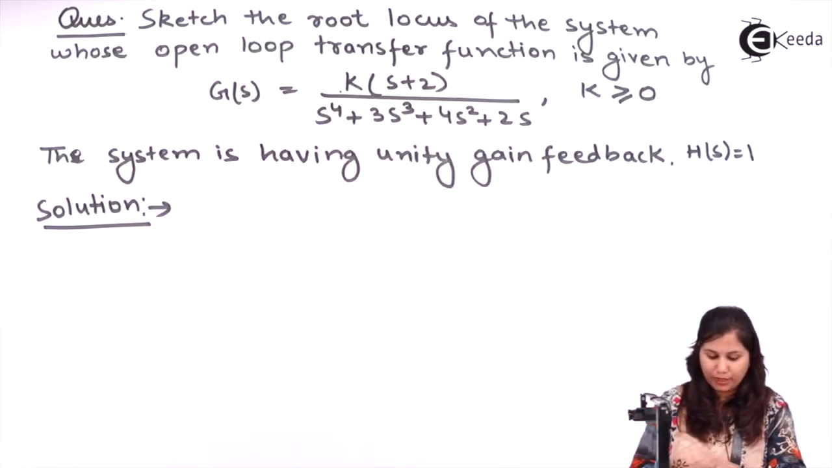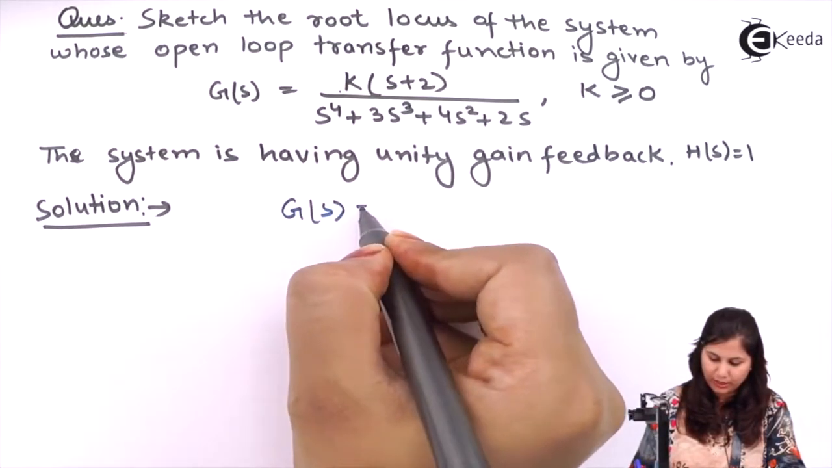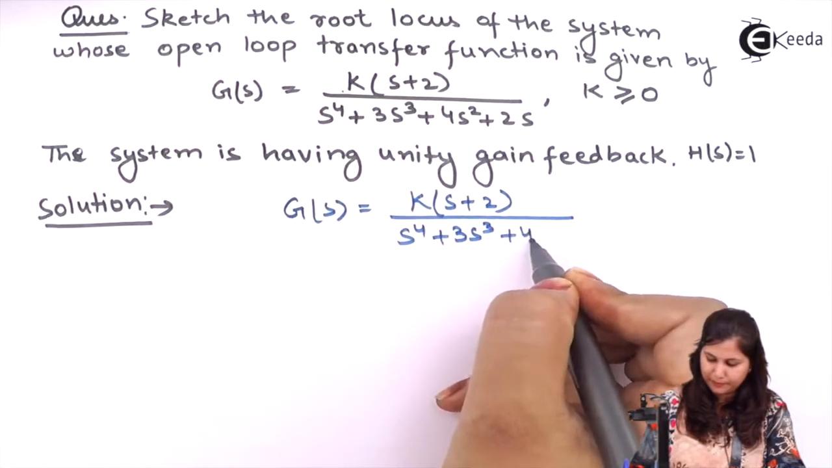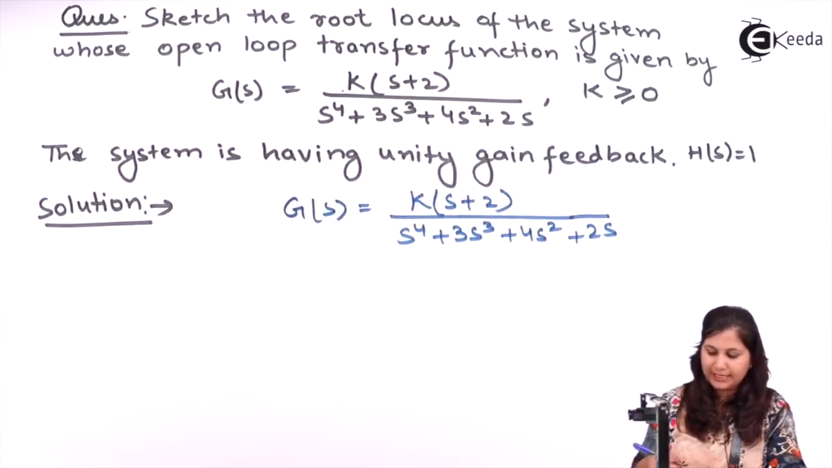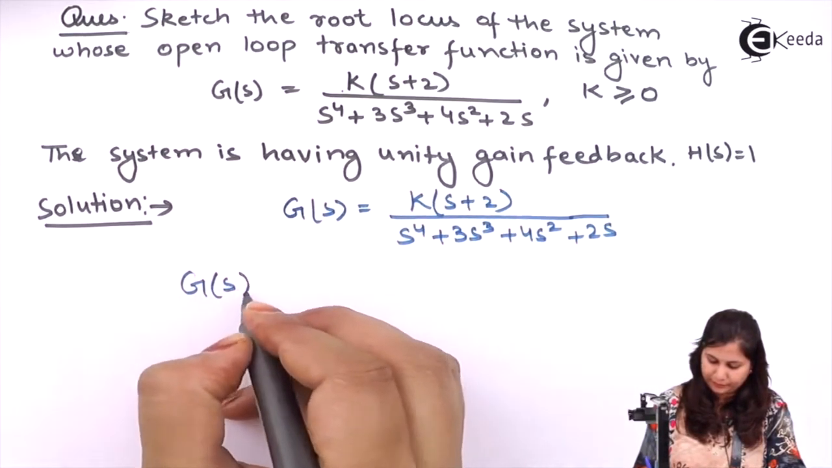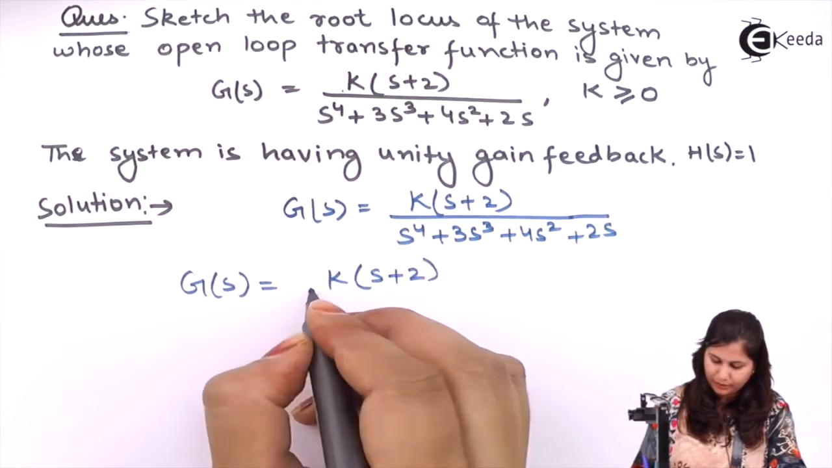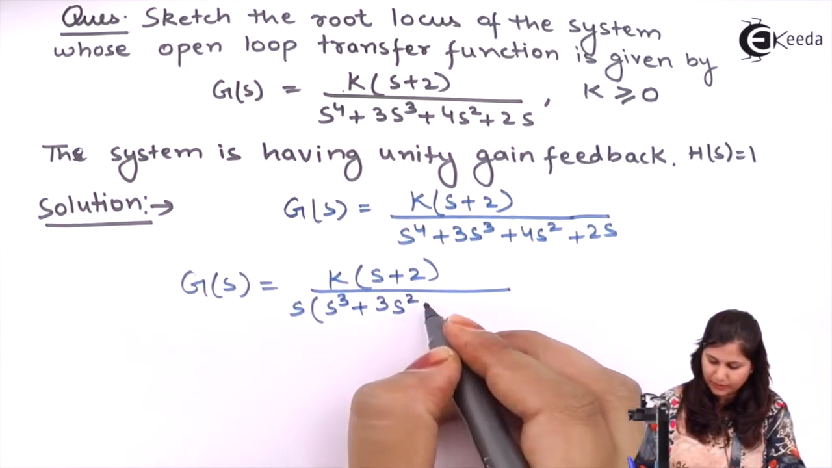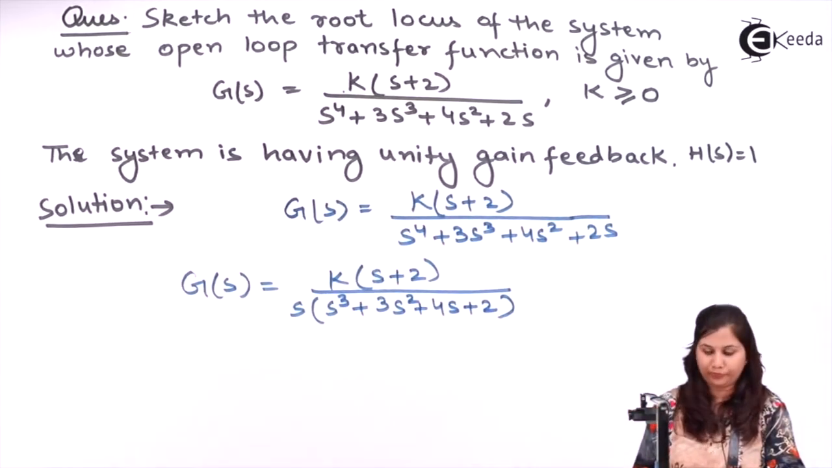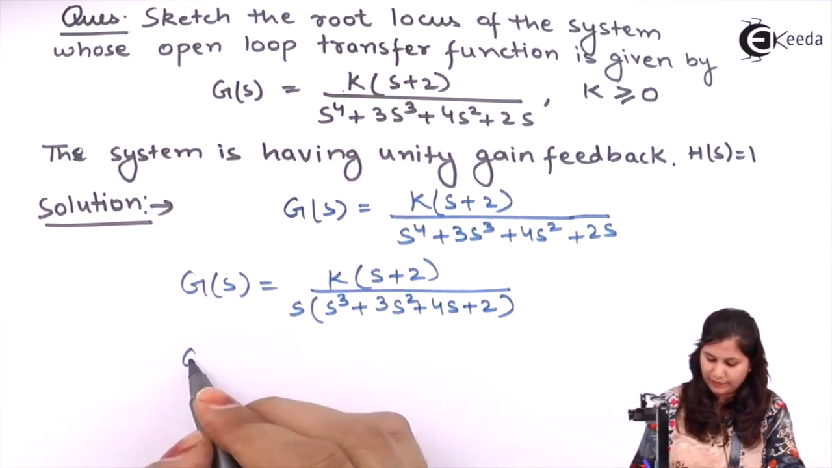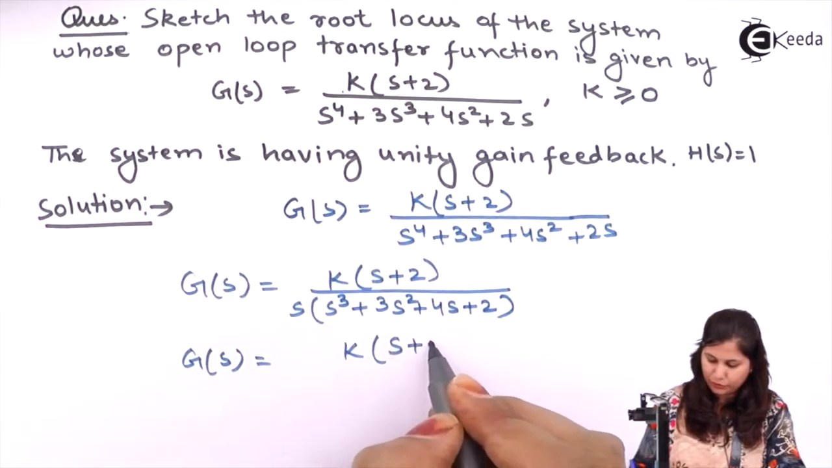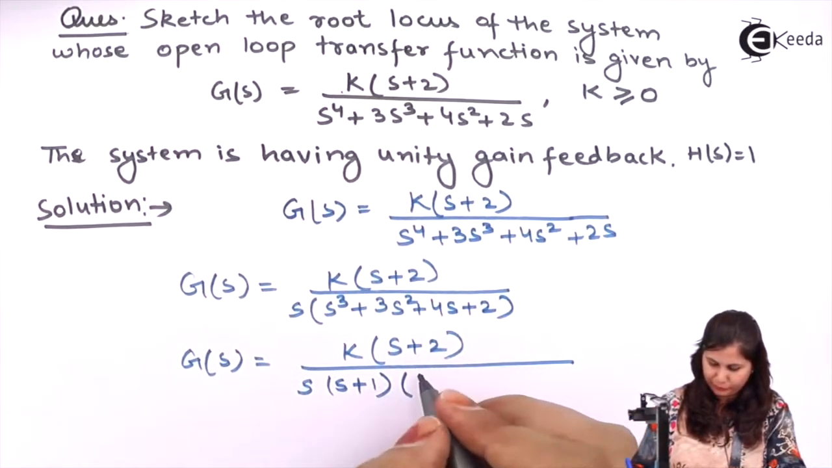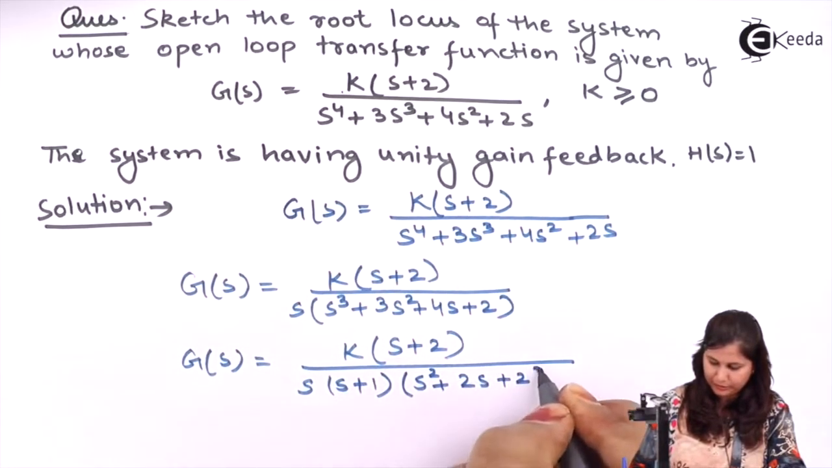We are given this open loop transfer function, that is G(s) = K(s + 2) / (s^4 + 3s^3 + 4s^2 + 2s). Let's simplify this transfer function. We can take s as common, so it will be s^3 + 3s^2 + 4s + 2. Now simplifying, we have G(s) = K(s + 2) / s. We can take (s + 1) as common, and the remaining term will be s^2 + 2s + 2.